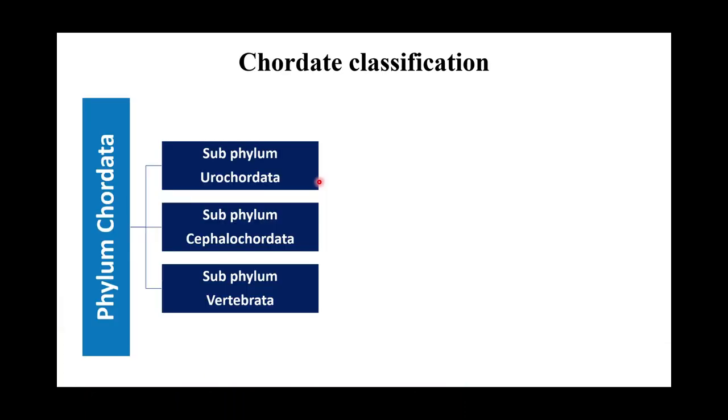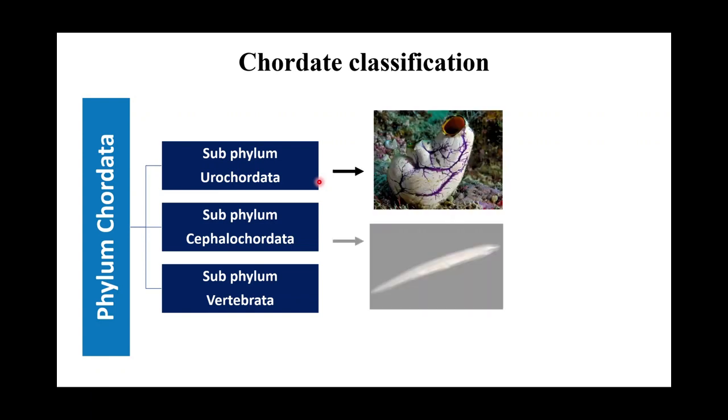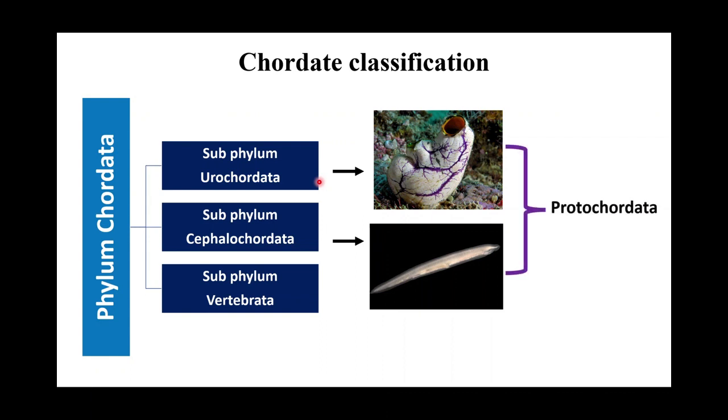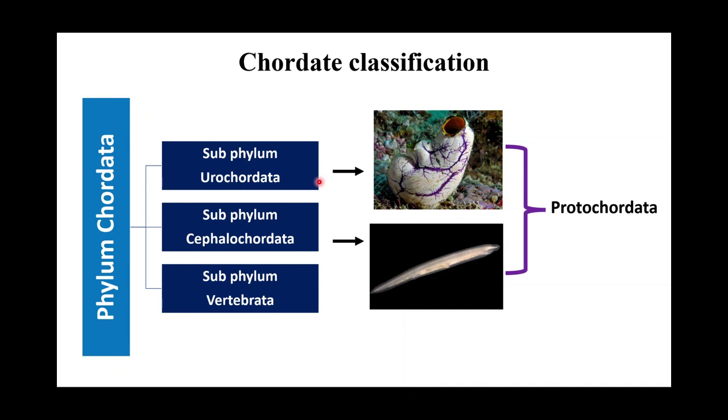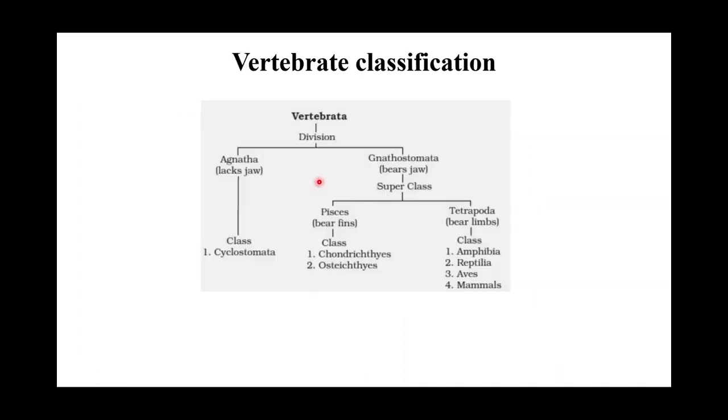So chordata is again, as I had mentioned, before going to the level of class, you have subphylums. So it has three subphylums. First is Urochordata, Cephalochordata, and these taken together are also called Protochordata. And the basis of dividing them is the presence of a vertebral column. So if you have a notochord, yes, that's why you are a chordate. But do you have a vertebral column or not? If you have a vertebral column, you are Vertebrata.